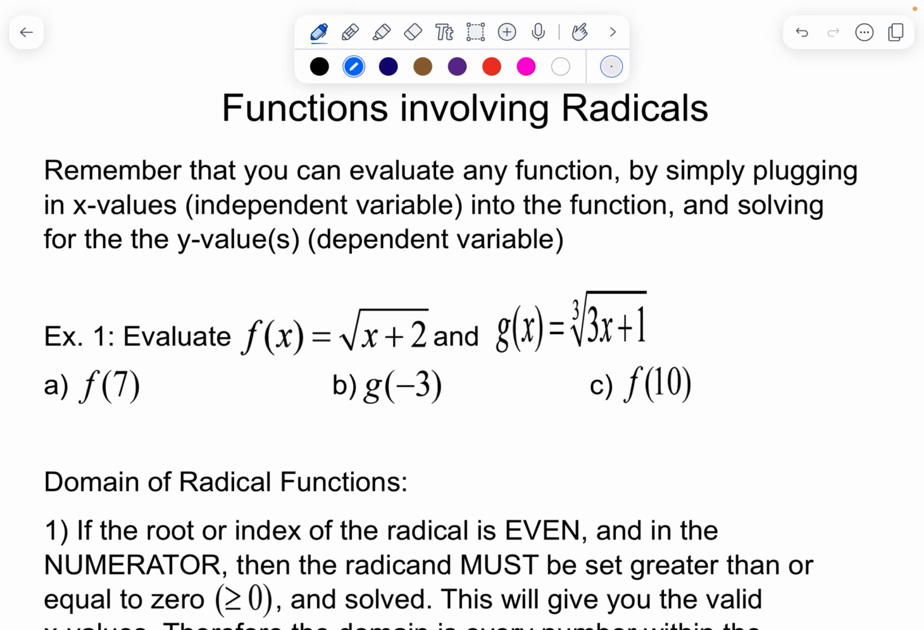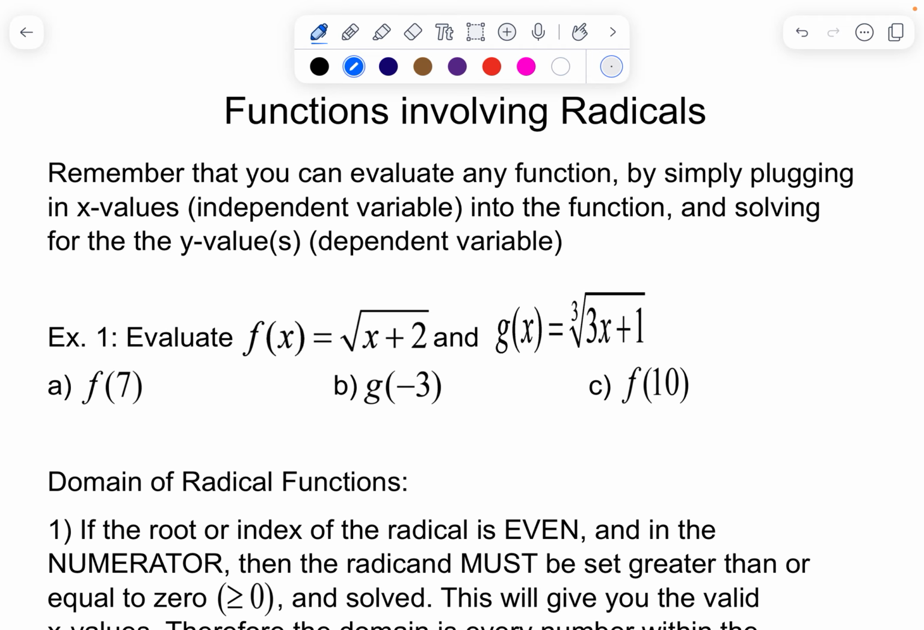Today we're going to be learning about functions involving radicals. So let's get right to it. Let's first remember that you can evaluate any function by simply plugging in the x value, which is the independent variable, into the function and solving for the y value or values, which is the dependent variable.